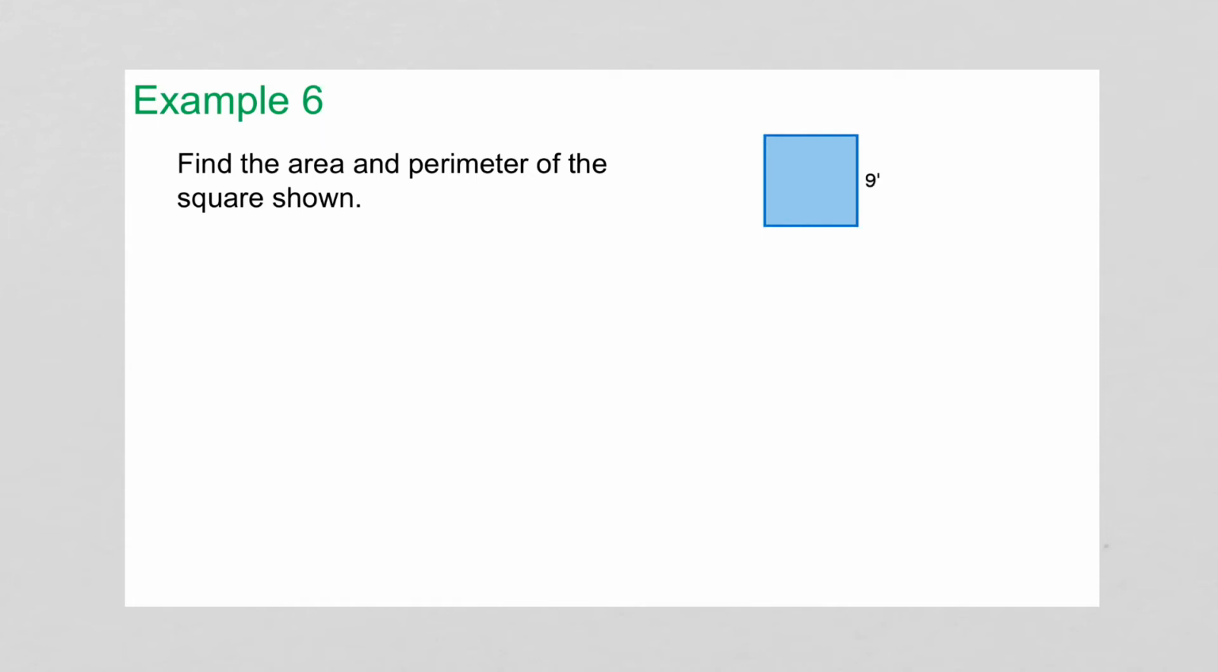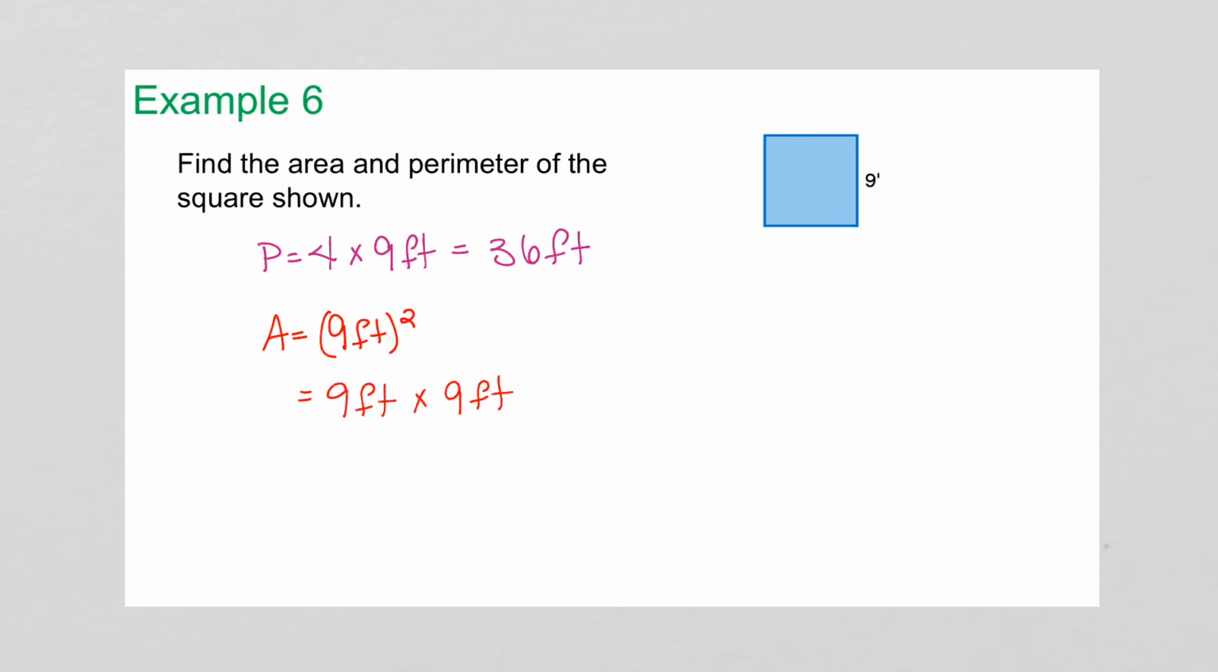Find the perimeter and area of this square. So the perimeter would be 4 times 9 inches or 36 inches. And we're actually dealing with feet. Sorry about that. And then the area would be 9 feet squared, which is the same thing as 9 feet times 9 feet. 9 times 9 is 81, and feet times feet is square feet.